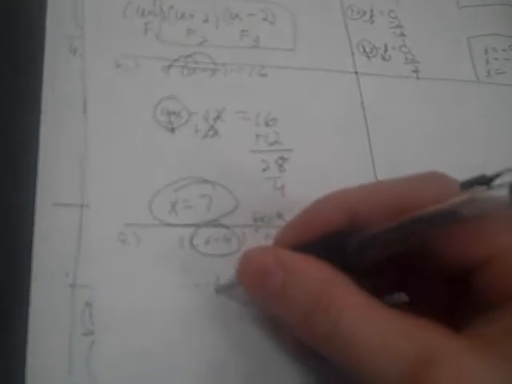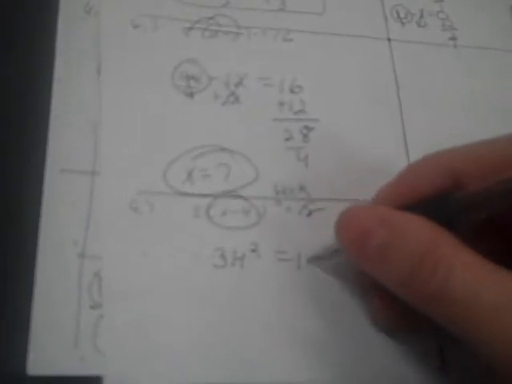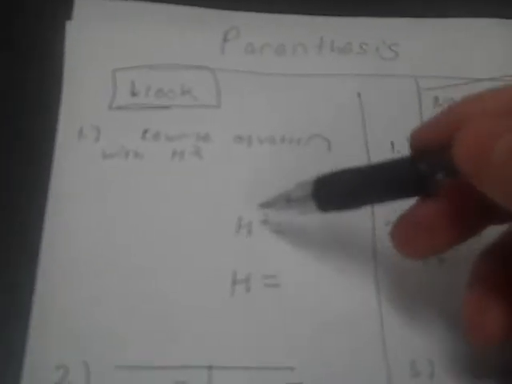Okay, now the next one. 3 parentheses. This time the block is there because the power's there. So we rewrite the equation with h to the second. So I just replace my parentheses with h to the second. And in front of that we'll have 3. And there's my second, and then equals 18. And after that's been rewritten, we put h second equals h equals.